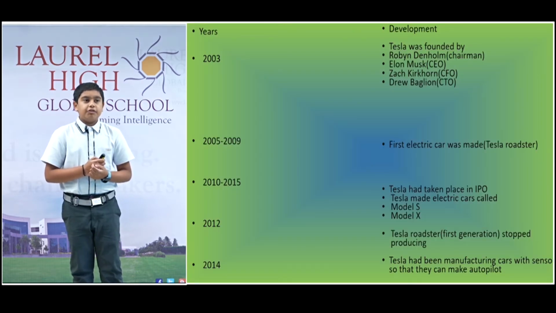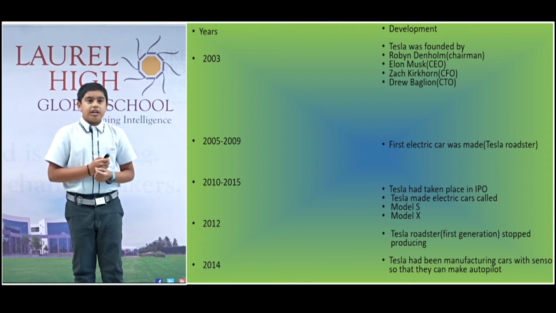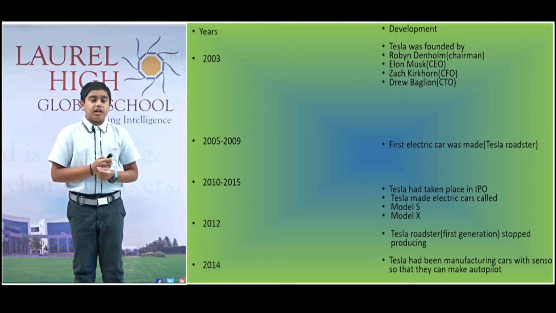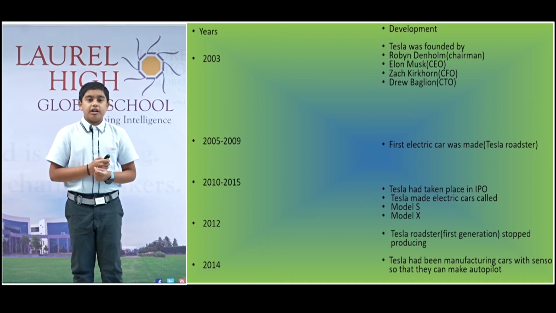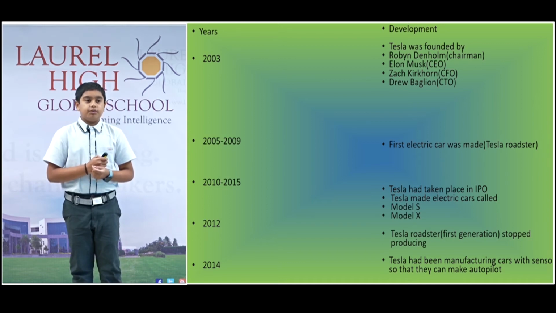So, the timeline of Tesla. In 2003, Tesla was founded by Robin Denholm, the chairman of Tesla, Elon Musk, the CEO, Zach Kirkham, CFO, Drew Baglino, CTO. 2005 to 2009, Tesla made the first vehicle called Tesla Roadster Generation 1.